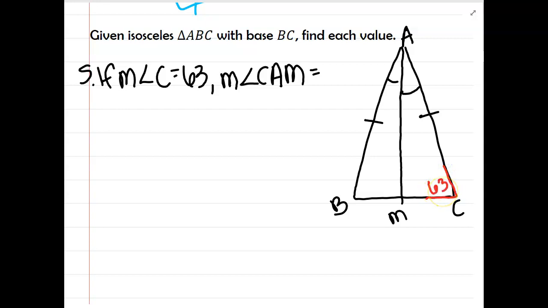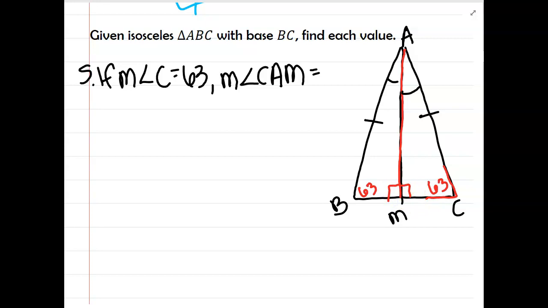So if this is 63, what else do I know? Go ahead, Leo. Angle B is 63. I also know angle B is 63. What else do I know? I know AM equals AM. That's congruent to itself. What do I know? This was theorem 4-5 that we put in your notes. Makes right angles. Because if you have an isosceles triangle and an angle bisector, this is a perpendicular bisector. I know those are right angles.